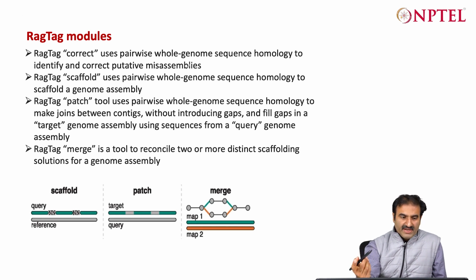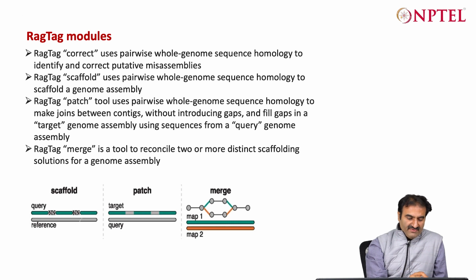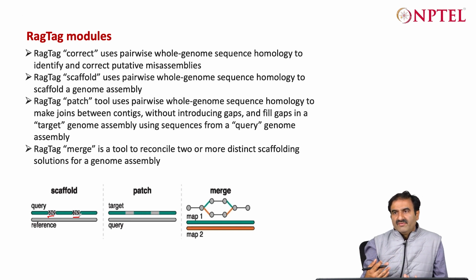So it has one step related to that. Then in the scaffold you can see that in the query there was some missing information that was quoted as Ns. In those scaffolds, contigs are joined together in possibly correct order, and in between, information, even if it is not available, is filled up by Ns. Okay, so basically they are connected together.